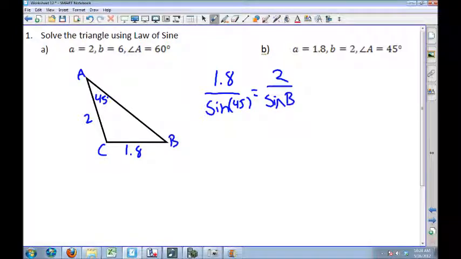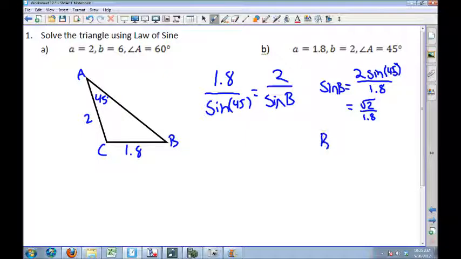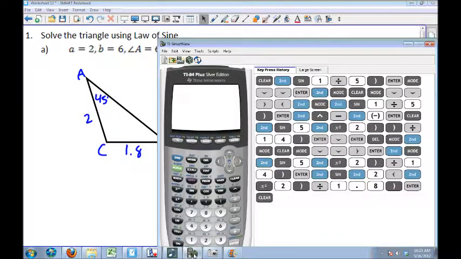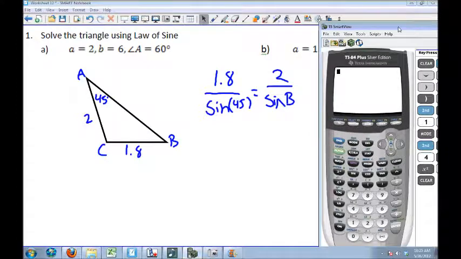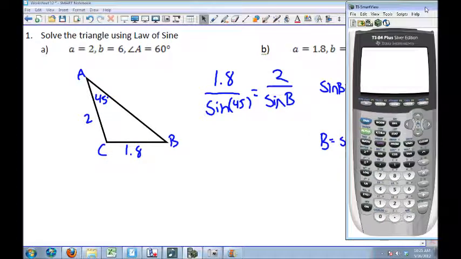Cross multiply and solve, I get sine of B is equal to 2 sine of 45 over 1.8. Sine of 45 is rad 2 over 2, so this is just square root of 2 over 2 times 2 is just square root of 2 over 1.8. And then B will be sine inverse of that number, rad 2 over 1.8. So I'm going to go to my handy calculator, type in sine inverse of rad 2 over 1.8.